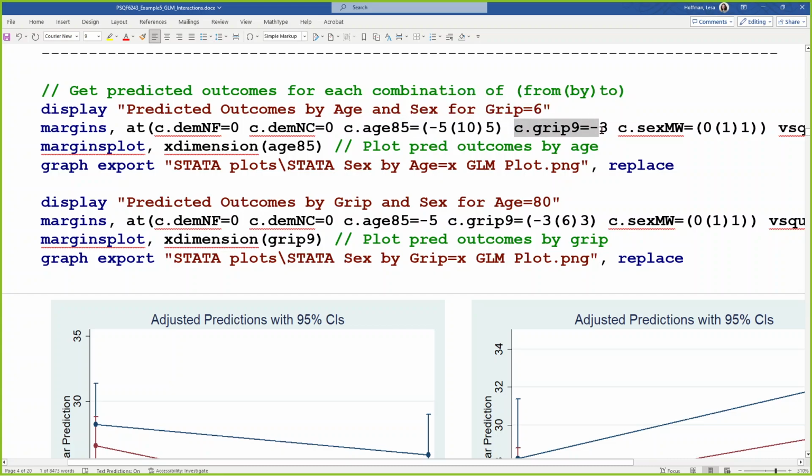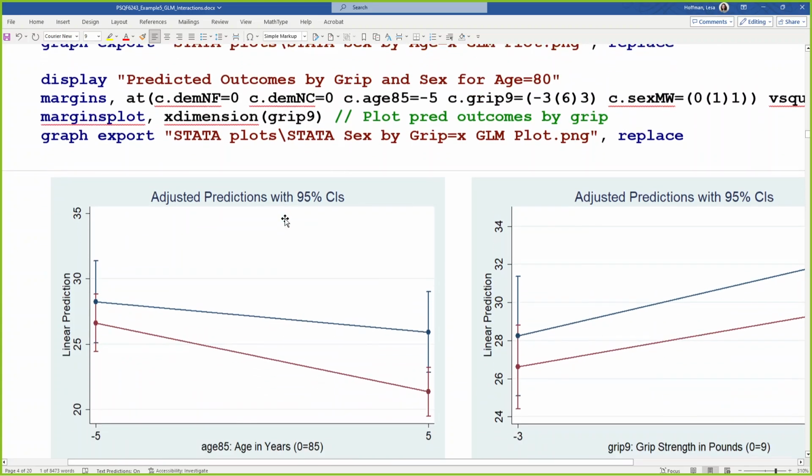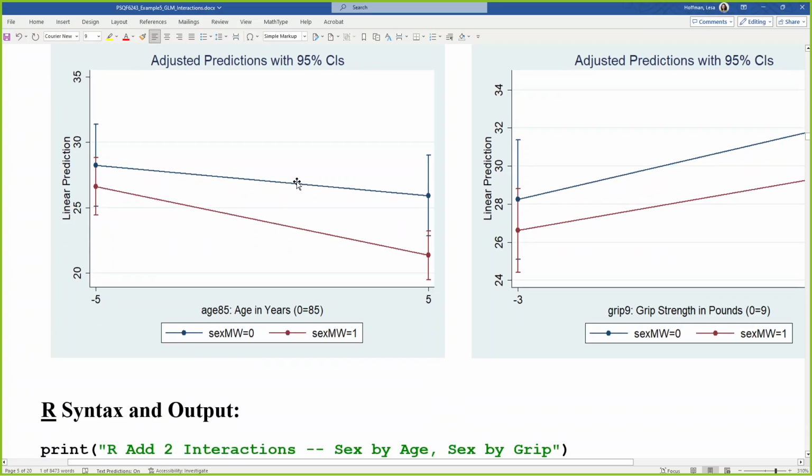I'm holding grip strength constant at -3 because this plot is just going to show the age by sex interaction, and then I am asking for predictions from 0 to 1 in increments of 1. Then I'm telling it, make a picture with this information and use age as the x-axis. And here it is. So the predictor that we care about is on the x-axis. The moderator is shown by different lines.